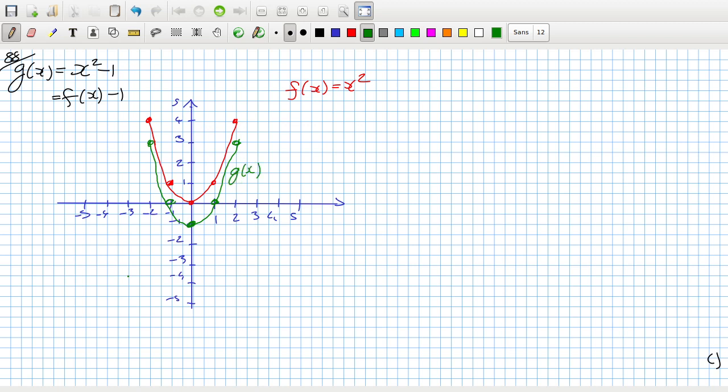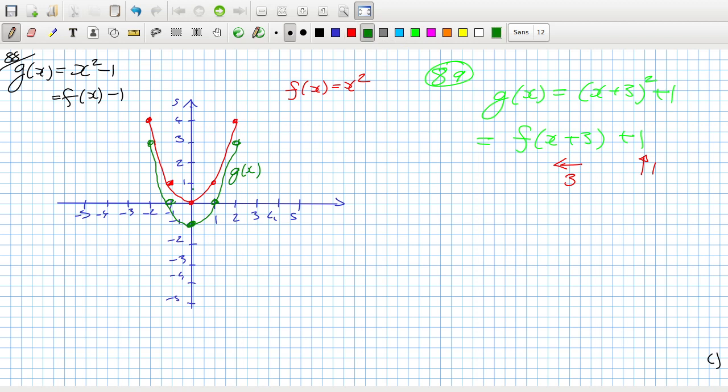And if I repeat it for the other g of x, maybe I'll do that one in green. That's 89. So that g of x is x plus 3 squared plus 1. So that would be f of x plus 3 plus 1. This one will move it up 1 unit, and this one is kind of initially counterintuitive. It moves it left 3 units. So I'll put it in darker green.